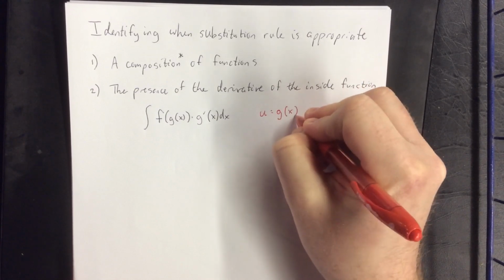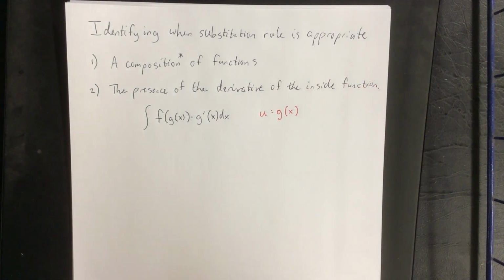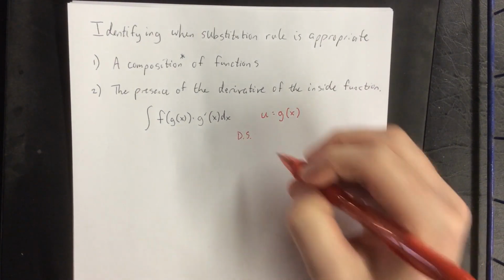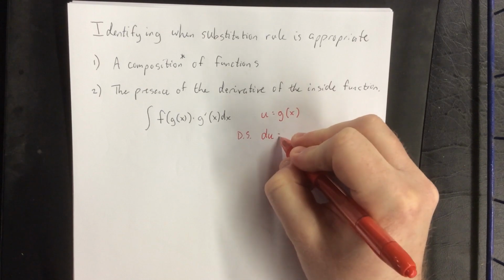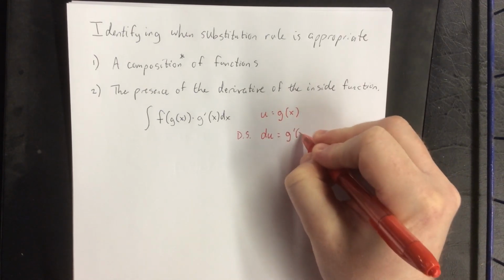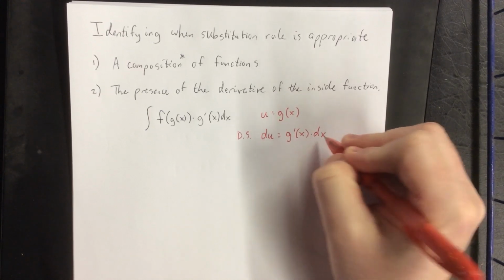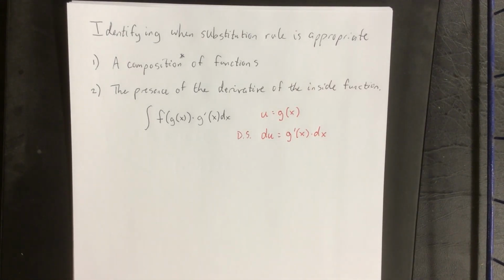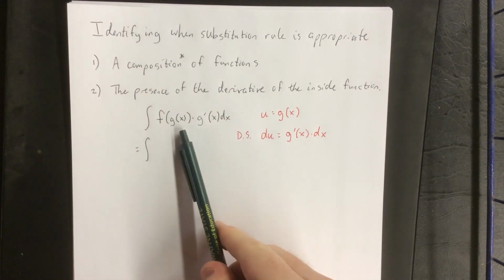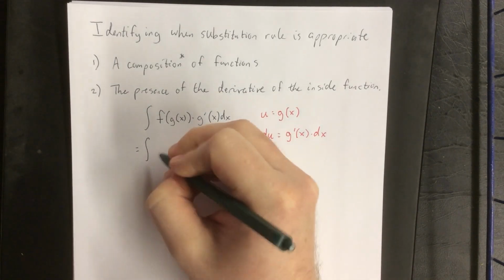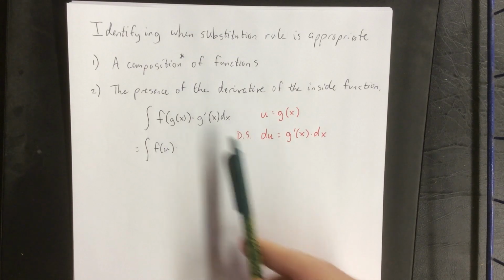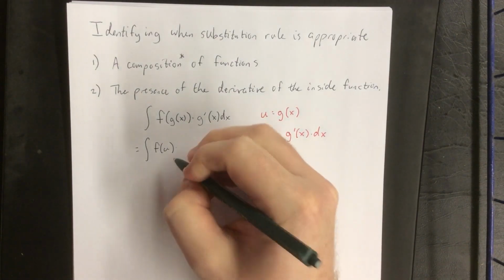Let u be equal to g of x. For the differential substitution, this is where we differentiate each side with respect to the appropriate variable. The derivative of u will express as du, and the derivative of g of x will express this as g prime of x times dx. What that allows us to do is make a substitution on the first part. f of g of x can now be expressed as f of u. Then the g prime of x times dx, all of that can become du.